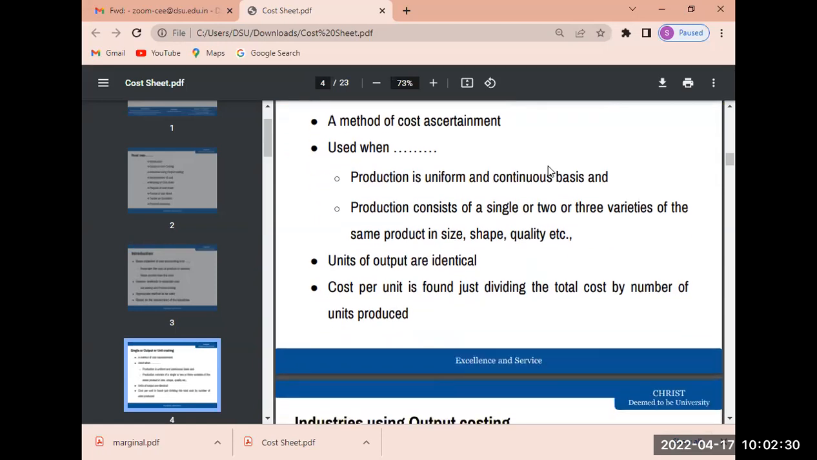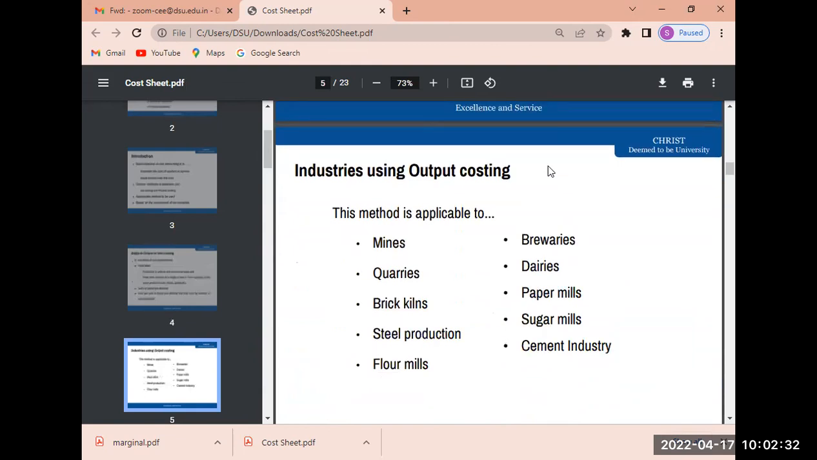So let us see one by one. In which industries can output costing be used? Mines, quarries, brick works, steel production, flour mills, breweries, dairies, paper mills, sugar mills, cement industry. These are examples of industries which can adopt unit costing as a technique of cost ascertainment.